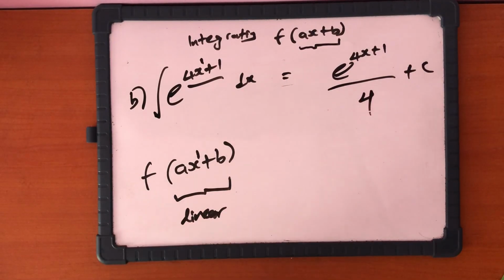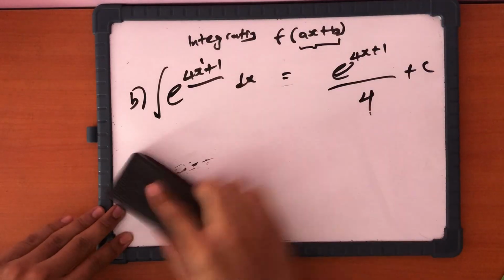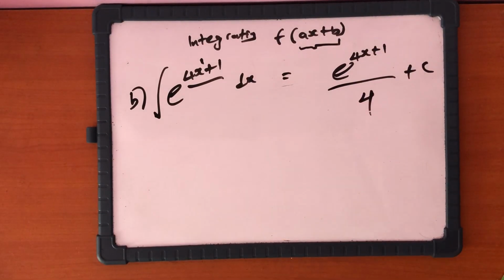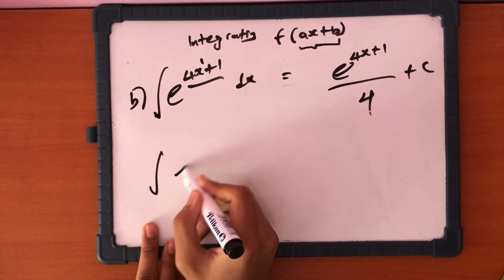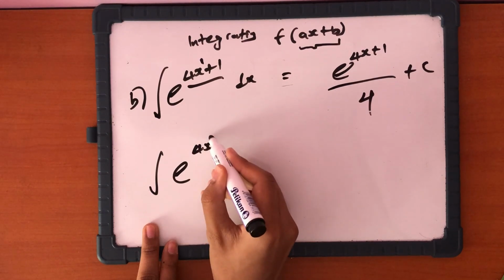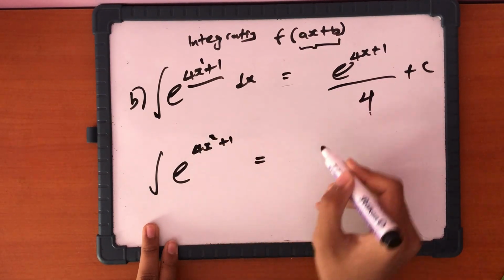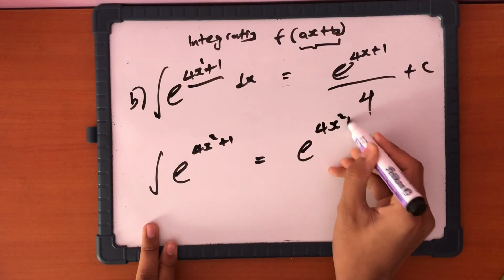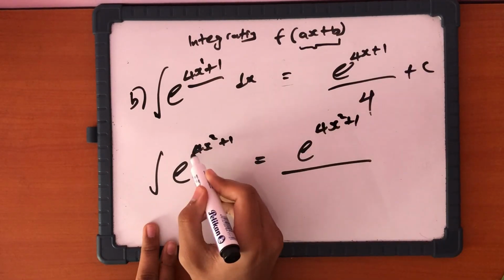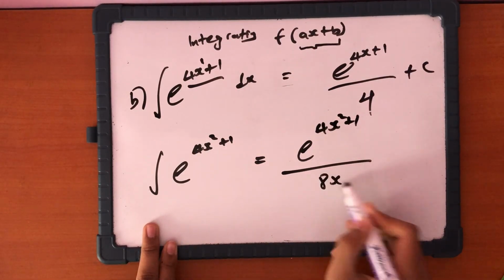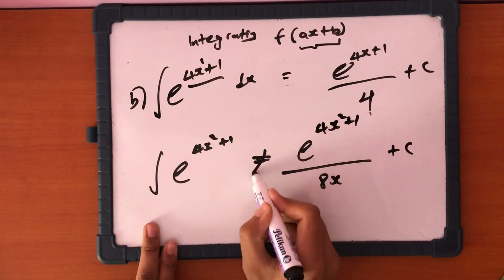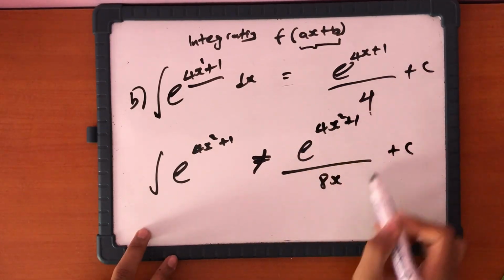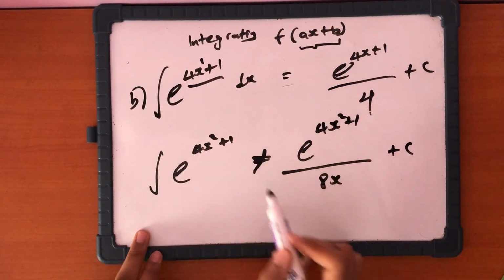It's linear. It has to be linear. Don't generalize this rule because, as I said, integration is complex. If, let's say, we had the integral of 4x squared plus 1, you can't say that you integrate the outside function giving this and then divide by the derivative of the inside, which is 8x. This is not correct. Try differentiating this. You will not get back this.